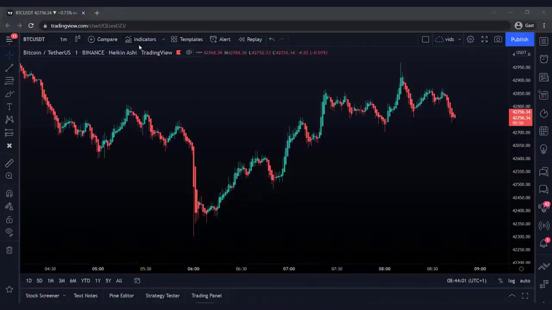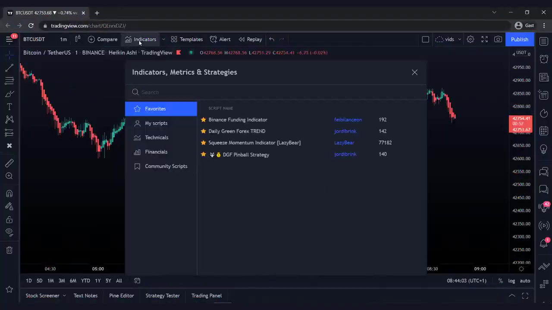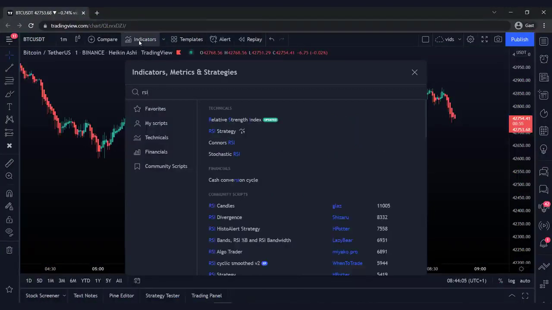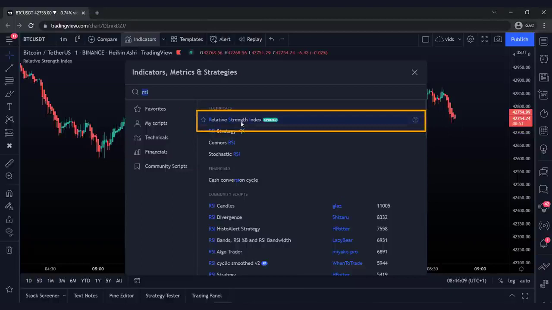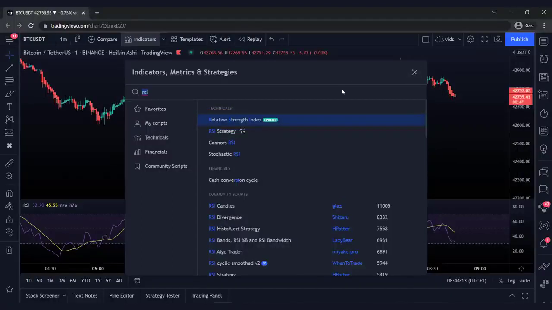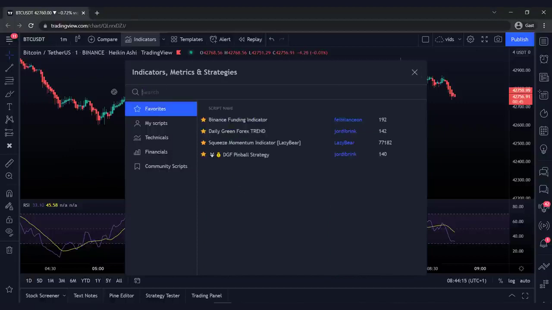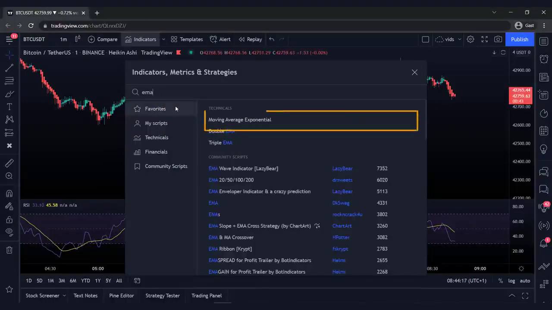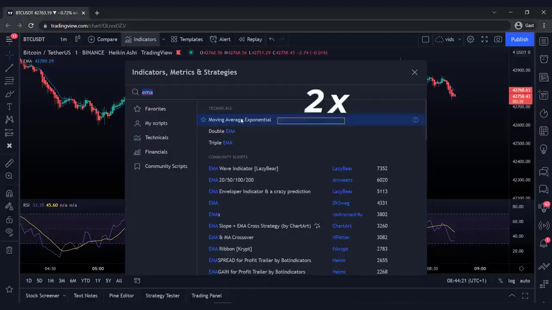Before we can execute the strategy, we need to add 3 indicators to the chart. The first indicator we add is the RSI. Press Indicators within TradingView and enter RSI. The second indicator we add is the EMA. Enter EMA and you will see the indicator appear at the first row. Now press this indicator twice as we want it twice on our chart.